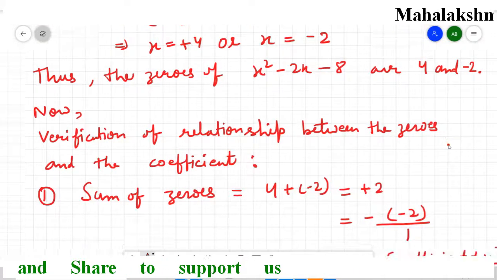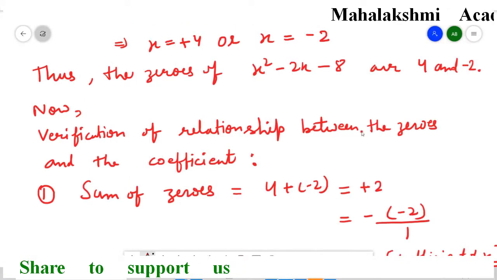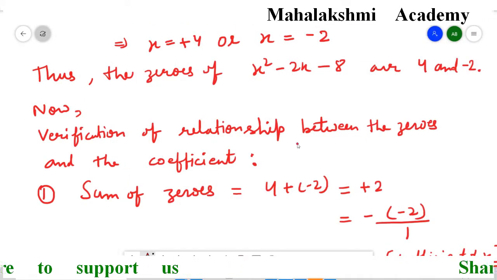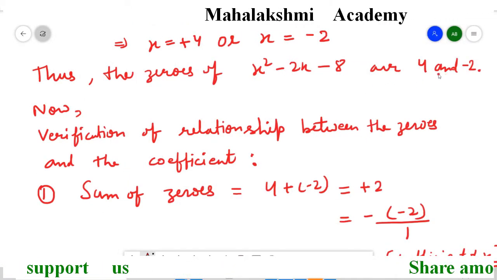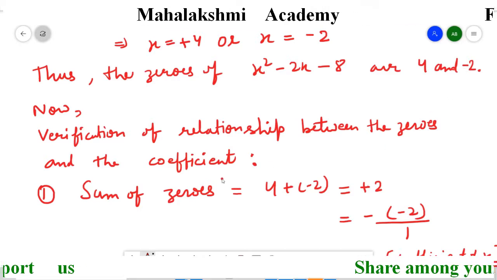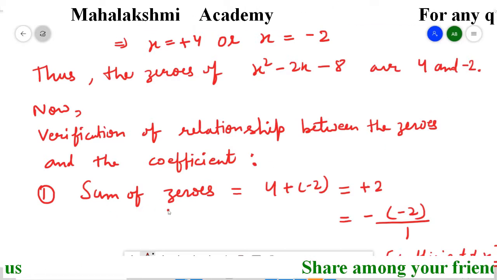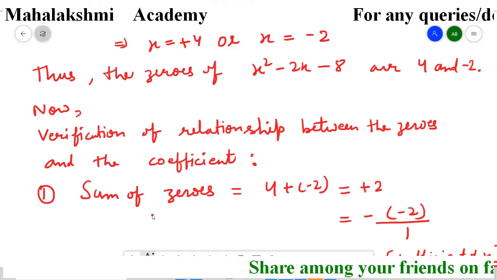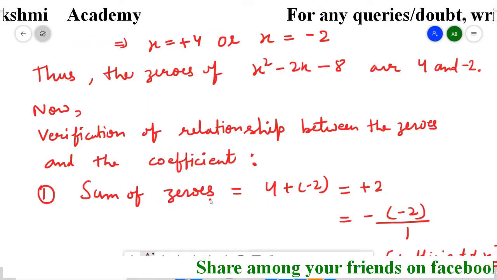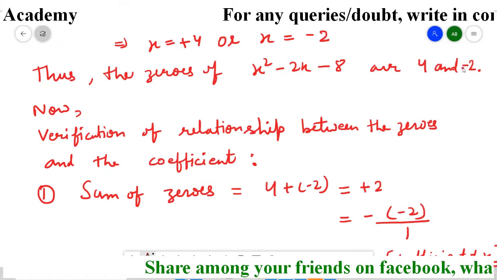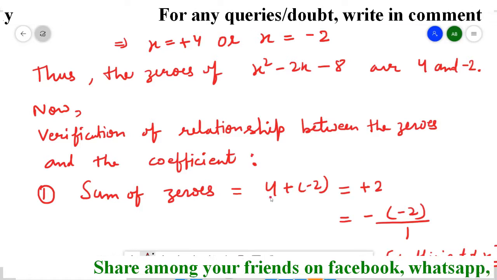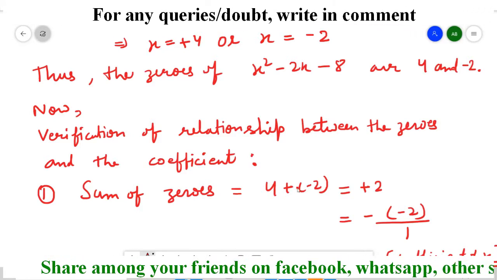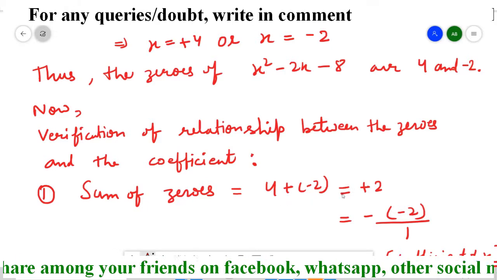Now, whatever the question demands, verification of the relationship between the zeros and the coefficients. Zeros are 4 and -2. The first relationship, which I already explained before starting the exercise, is the sum of zeros. Since we have to find the sum, among the zeros just put the plus sign. So when we add, it's going to be +2. I hope it's clear to you.